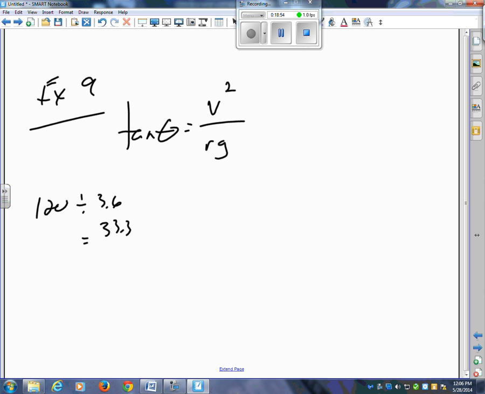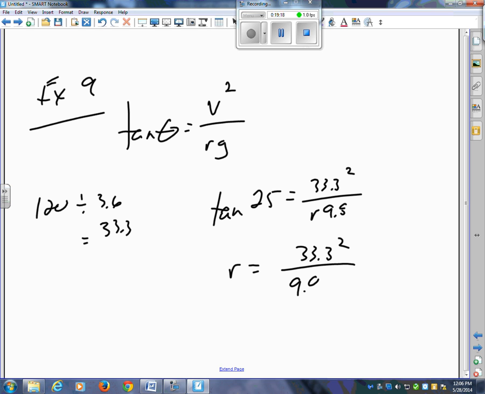Okay, so you're going to have the tan of 25 degrees is equal to 33.3 squared over r times 9.8, right? And then multiply on both sides. The r goes up there, you've got 33.3 squared all over 9.8 tan 25, and you should get 242. Yep, 243 meters. Hey, got it. Pretty easy.